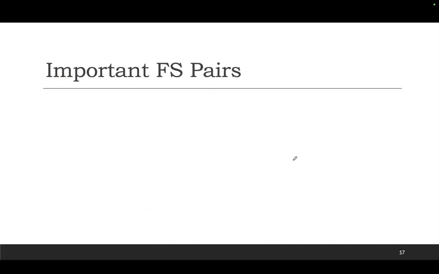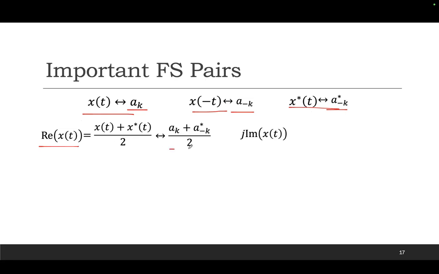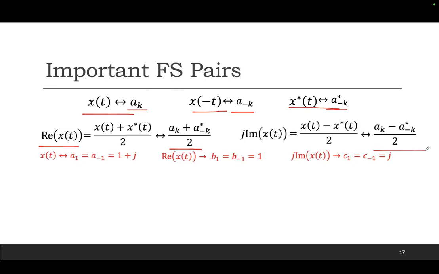Okay, this is just the important FS pairs we talked about. If this is your x(t), and your FS coefficient is a_k, then x(-t) will be this one, and for x conjugate(t), the FS coefficient will be this one. For the real part, you can get the FS like this, and for the imaginary part you can get the FS like this.